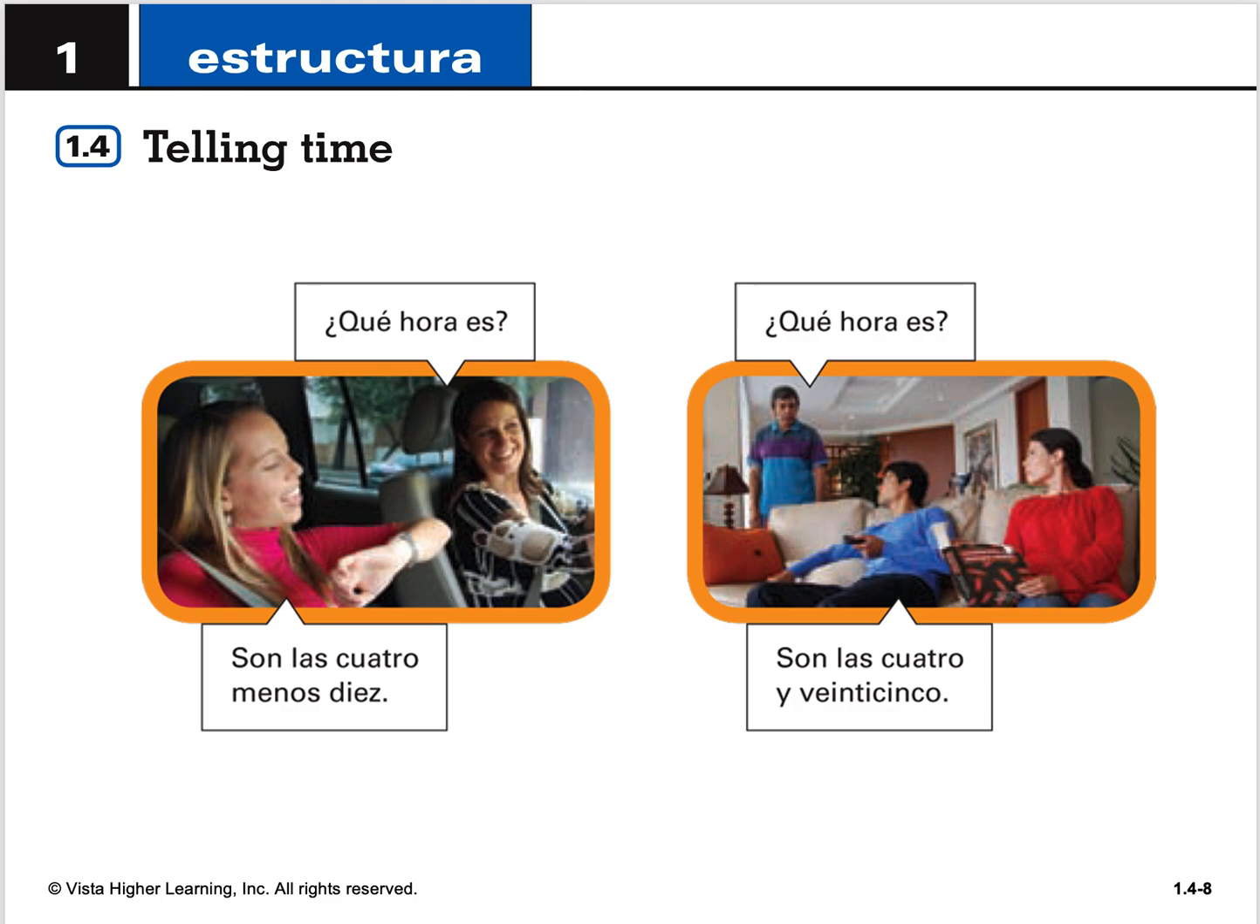Here are some other examples of asking for time. Notice you'll have "¿Qué hora es?" What time is it? "Son las 4 menos 10." So it is 4 o'clock minus 10 minutes, which would be 3:50. Then I have in the second one, "son las 4:25." So that one isn't "menos," so it's 4, 25 is 25, so it is 4:25.